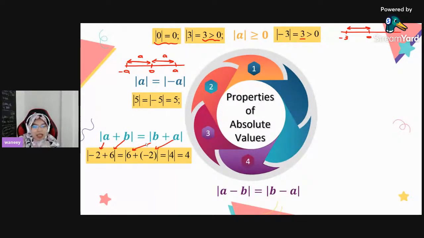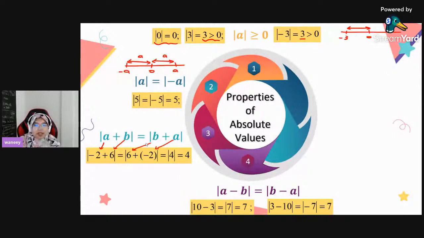Next, if you do A minus B, the modulus of A minus B is equal to the modulus of B minus A. Same thing with what I said earlier. If you have 10 minus 3, that is the modulus of 7, which is equal to 7. And if you calculate 3 minus 10, that is also equal to 7, because we are simply talking about the distance between 3 and 10. So the distance will be equal, which is 7. So that is the fourth property.